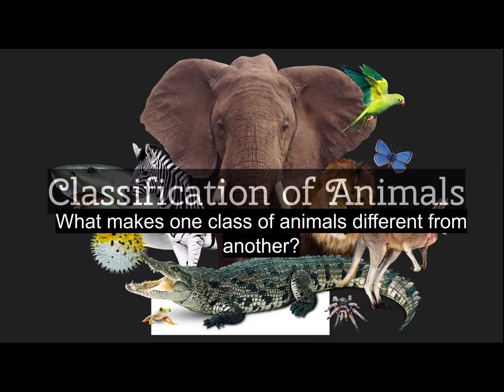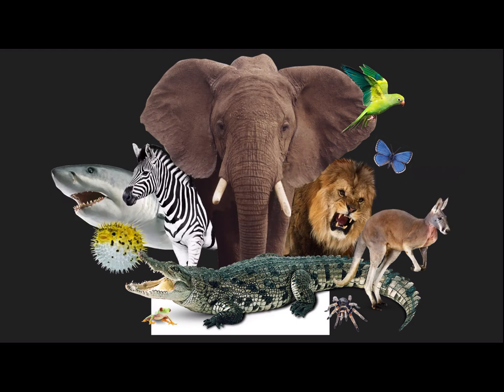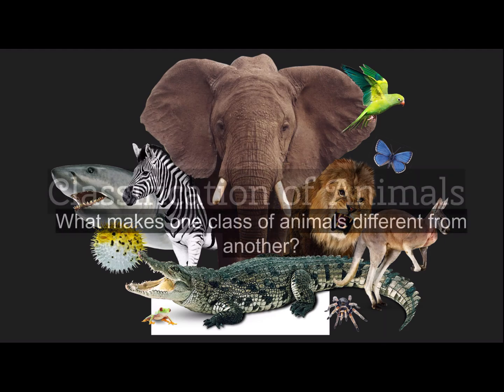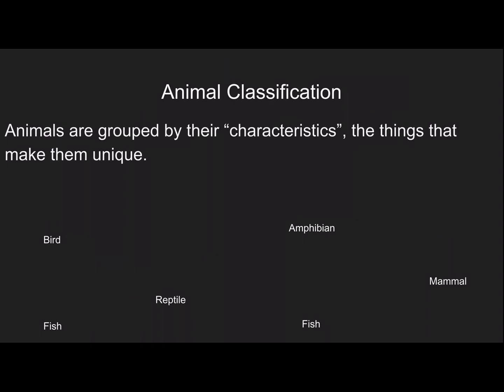All right. So some of the things that we notice that make these animals different is, for example, the alligator on the bottom. It has scales. I see an animal here with gills and scales. I see an animal here with fur. I see an animal here with feathers. There are many things that make animals different. We call the things that make animals different their characteristics. Characteristics are things that make animals unique.